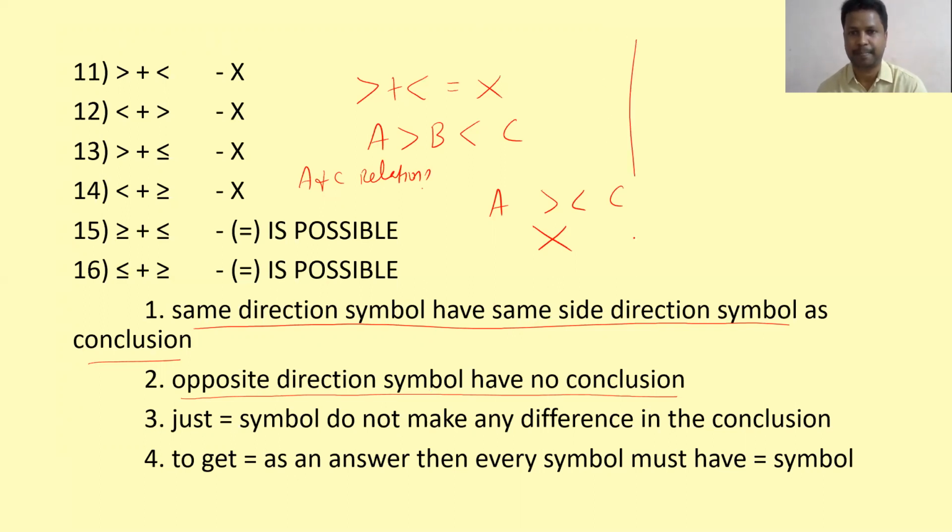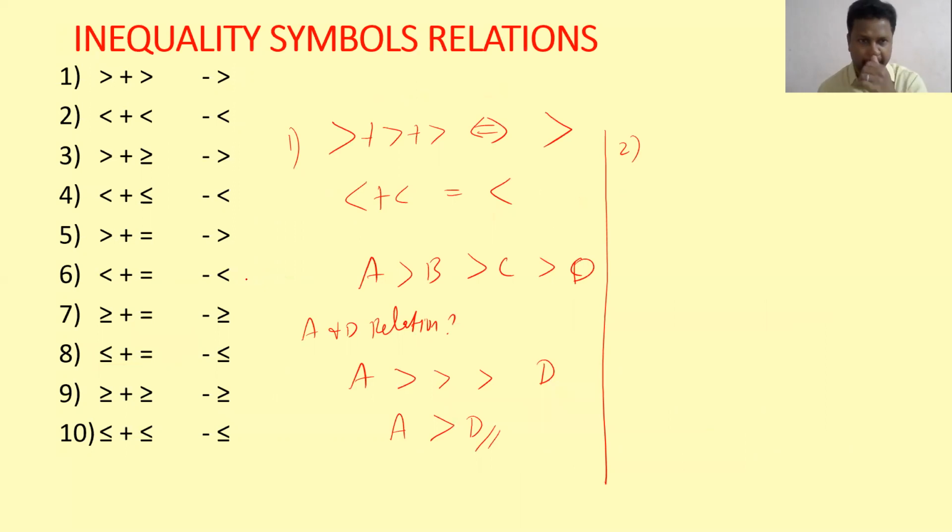And third point, just equal to symbol, do not make any changes in the conclusion. So if you get equal as one of the symbols, then it won't make any changes in the conclusion. See this fifth point. Here, one greater than symbol, one equal to symbol, it won't make any changes. We can ignore it. Whatever given as the input, it is getting as the output. Same with the sixth: the less than symbol is there, equal is there. We can ignore the equal to, it won't make any changes.